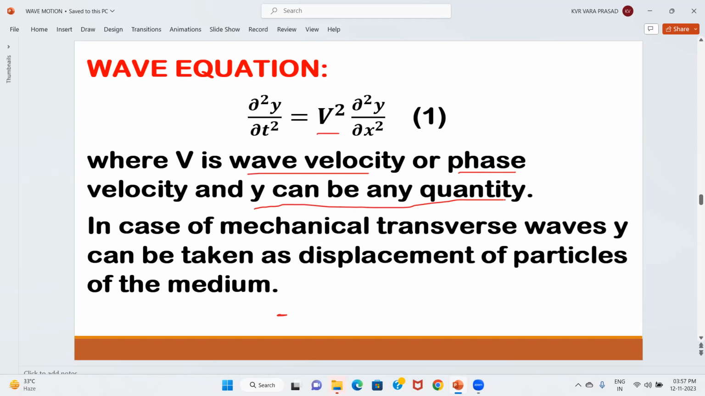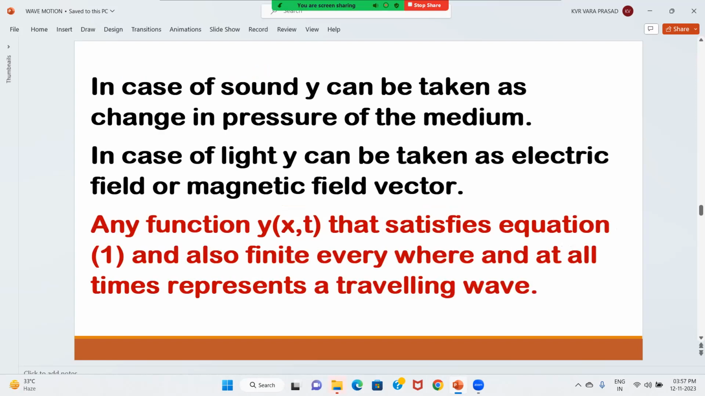Or if you are taking a light wave, light is an electromagnetic wave, where the electric field vector and magnetic field vector are oscillating. Then we can take y to refer to the electric field vector or the magnetic field vector. So y can be any quantity. It depends on the given wave. Okay, right. Next, that is what I have written here. In case of sound, y can be taken as change in pressure of the medium. In case of light, y can be taken as the electric field or magnetic field vector.